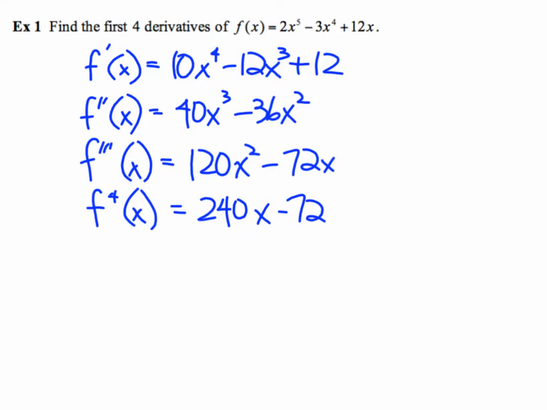The second derivative, again, you take it from the first derivative, becomes 40x cubed minus 36x squared. The third derivative, 40 times 3 is 120x squared, minus 36 times 2 is 72x. And the fourth derivative, again applying the exponent, equals 240x minus 72.